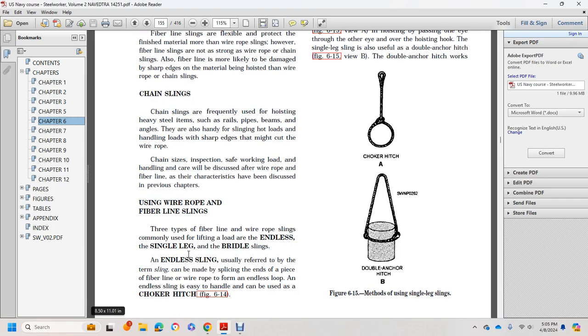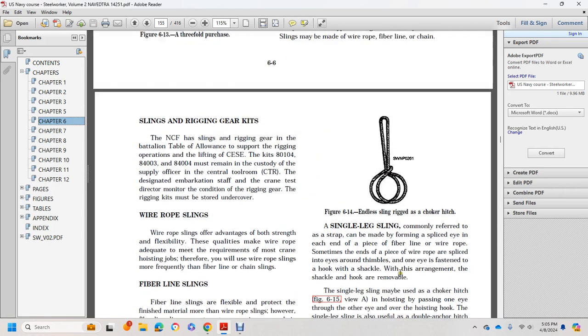Using wire rope and fiber line slings. The types of fiber line and wire rope slings commonly used for lifting loads are the endless sling and the single leg sling. The endless sling, usually referred to as a grommet, can be made by splicing the ends of a piece of fiber line or wire rope together. The endless sling is easy to handle and is used with the choker hitch, figure 6-14. Figure 6-14 shows the endless sling rigged as a choker hitch.